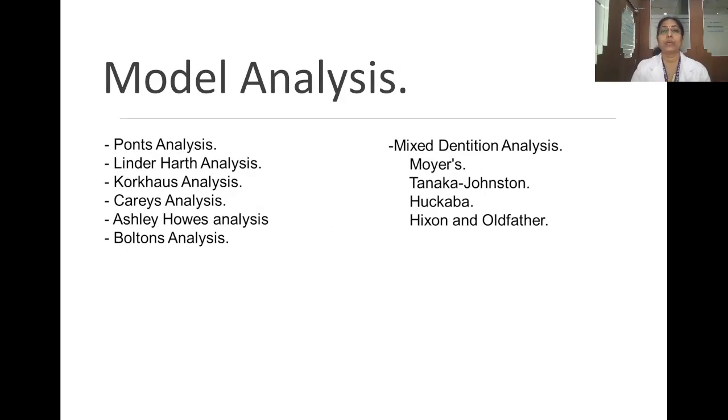Now coming to the model analysis. There is permanent dentition analysis and mixed dentition analysis. Under permanent dentition analysis, we have the Pons analysis, Linderhardt analysis, Korkoff's analysis, Carey's analysis, Ashley-Hope's analysis, and Bolton's analysis. Under mixed dentition analysis, we have Moyer's analysis, Tanaka and Johnson analysis, Hakaba analysis, and Hickson and Oldfather.